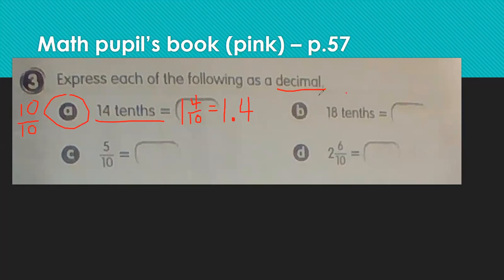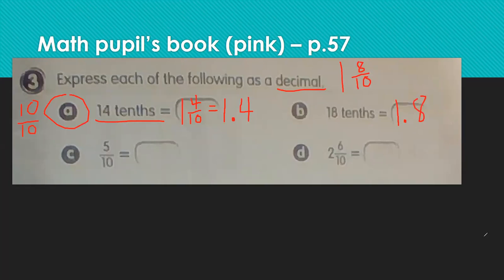All right, we have 18 tenths, okay? Once again, I know that 10 tenths equals 1 over here. So we have 1 8/10, which is what in decimals? 1.8. Perfect, 1.8. All right.